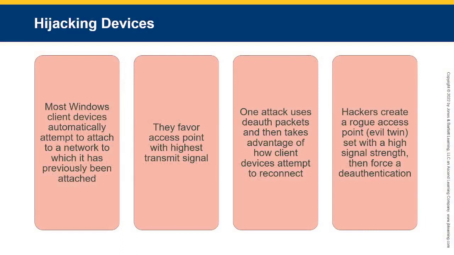So you also have hijacking devices. Most Windows client devices automatically attempt to attach to a network to which they have previously been attached. They favor the access point with the highest transmit signal. One attack uses deauth packets, then takes advantage of how client devices attempt to reconnect. Hackers create a rogue access point or evil twin with high signal strength, then force a deauthentication.